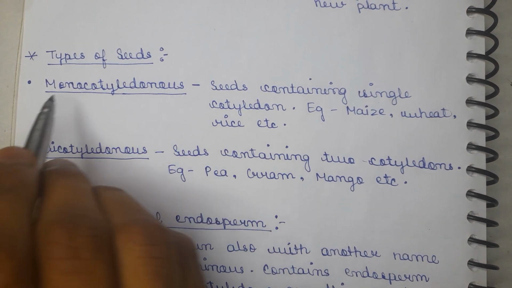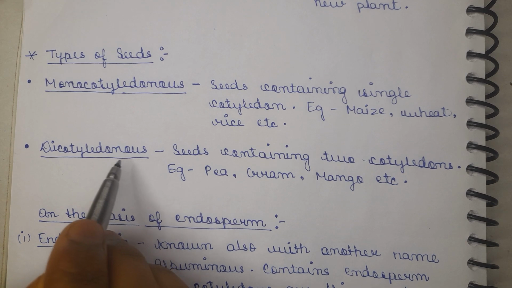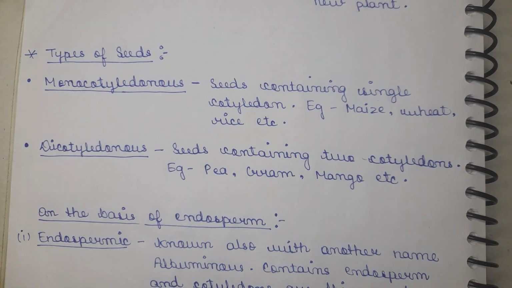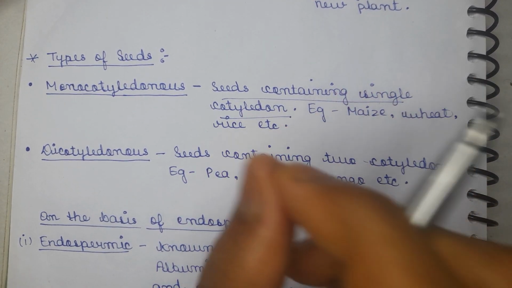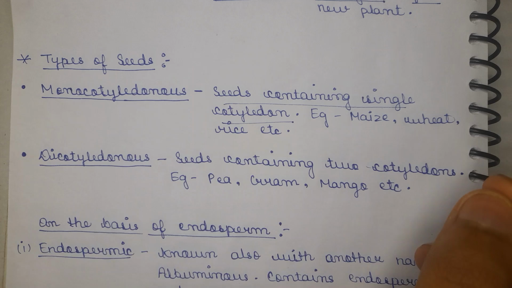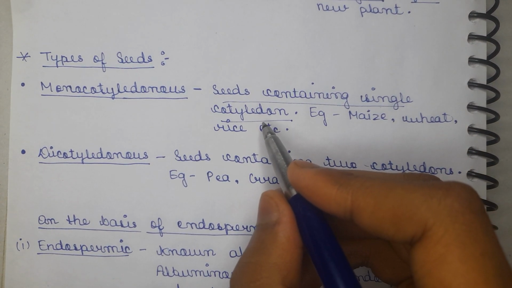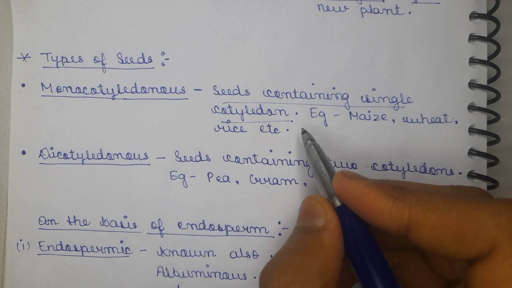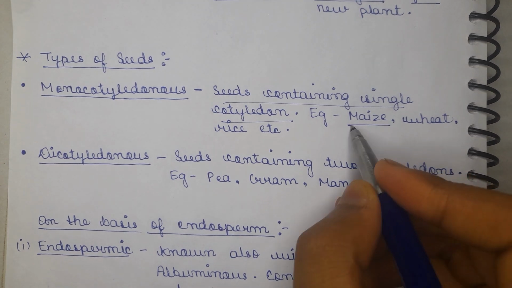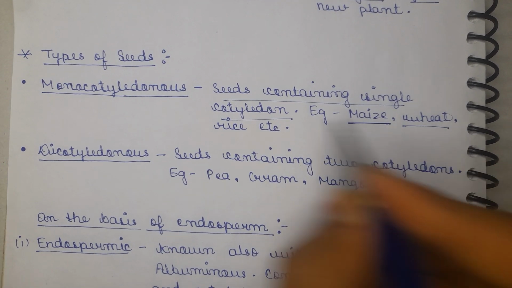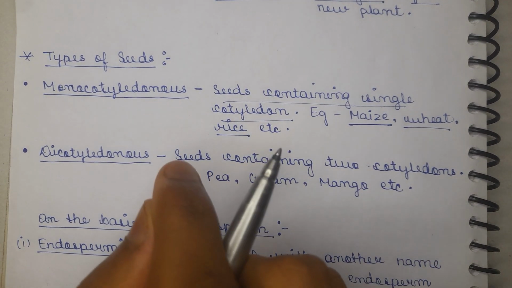Now there are two types: first, monocotyledonous, and second, dicotyledonous. Monocotyledonous seeds contain a single cotyledon. That means if you break the seed, you will find only one cotyledon inside. In which plants can we see monocotyledons? If you observe maize, wheat and rice, these have only one cotyledon present inside their seeds.